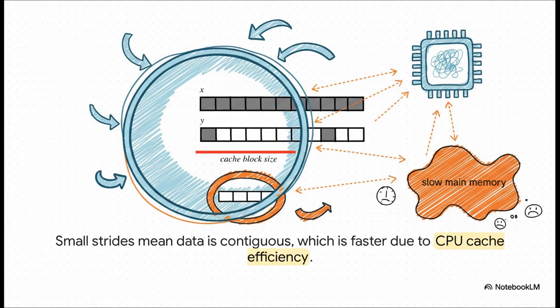And this slide right here shows us exactly why this all matters so much. Think of your computer's main memory, your RAM, as a giant library. And think of the CPU cache as your desk. It is way faster to work with books you already have on your desk than to keep running back to the library for every new piece of information. When data is contiguous, meaning small strides, the CPU can grab a whole chunk of it, a cache block, and put it on its desk. This means the next operation will probably find the data it needs right there, in that super fast cache. With large strides, the CPU has to keep making slow trips back to the library, and your code just grinds to a halt. This is the secret to NumPy's performance.